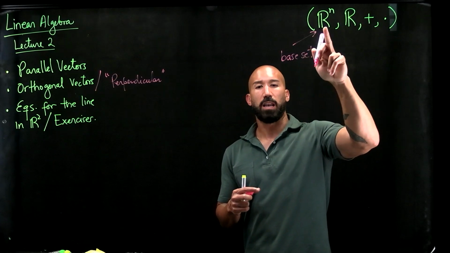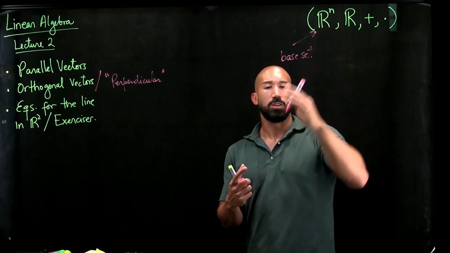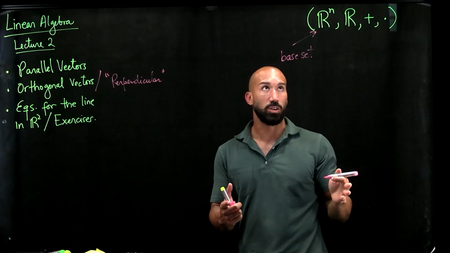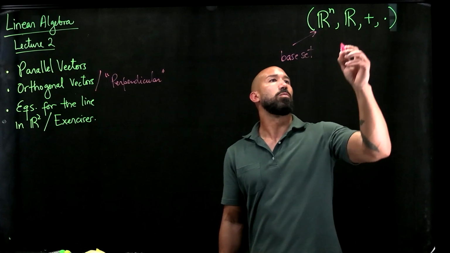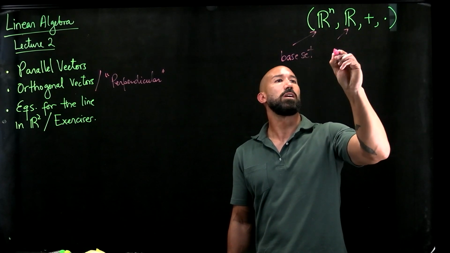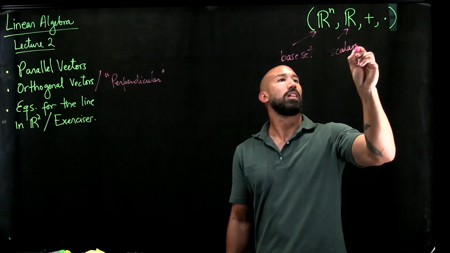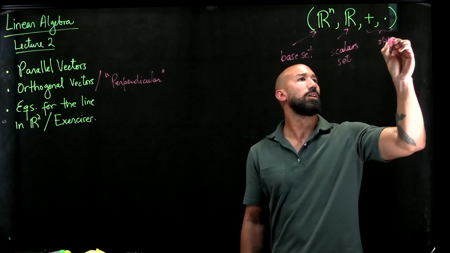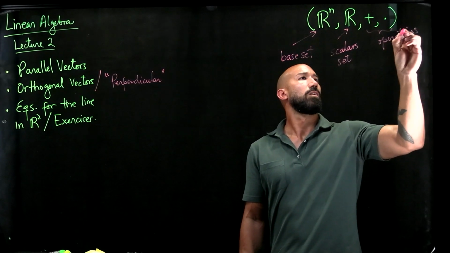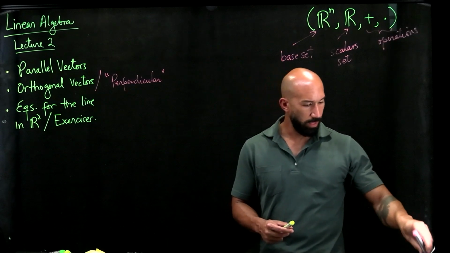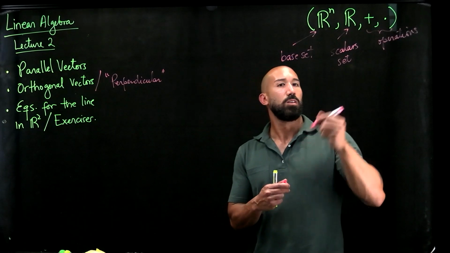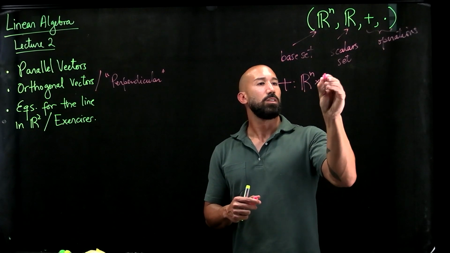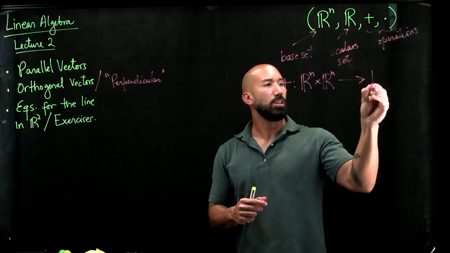Rn, remember that an element in Rn is an n-tuple. So it's an ordered list of real numbers consisting of exactly n real numbers. R, that is going to be our scalar set, and these two are the operations. The addition that takes two vectors and returns a new vector.